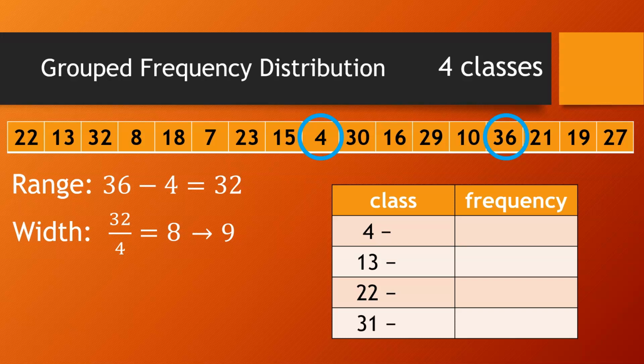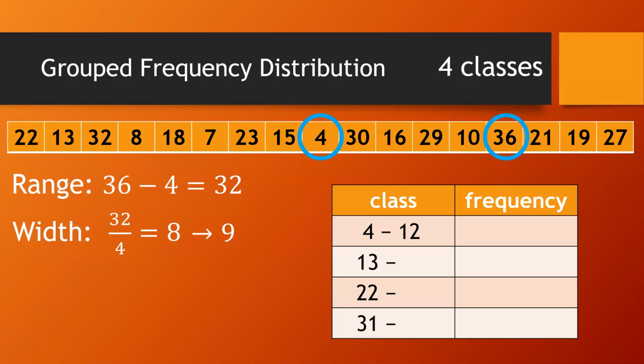Now we need to find the ends of each class. For the first class, look at where the second class started and work backwards. So if the second class started at 13, the class before that had to end right before the 13, which would be 12. Now to get the ends of the rest of the classes, I can still use the width and keep adding that on to the ends of the previous classes.